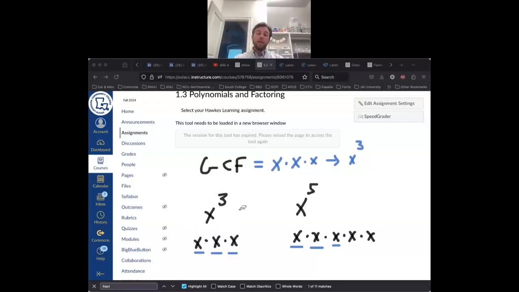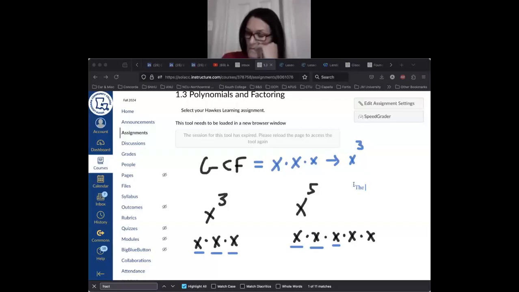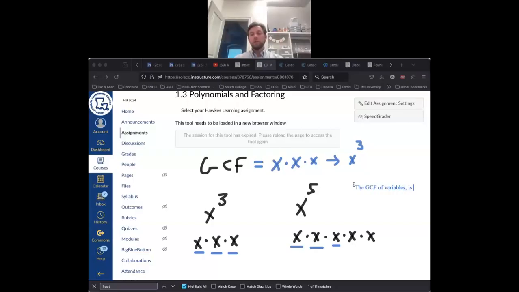So variables are easier than numbers because what's the rule? You find what variables they have in common and choose the smaller exponent. So the GCF of variables is to find the variables that are in common and choose the smaller of the exponents over those common variables.